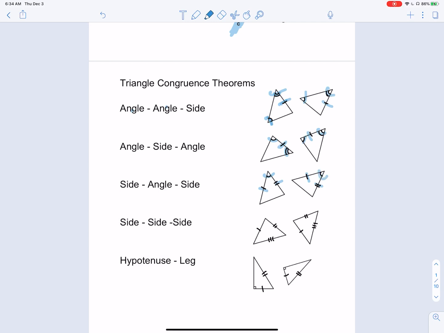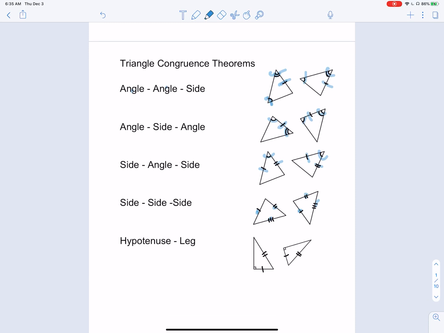So side, side, side, all your sides match. Those little lines mean they're the same. So this side is the same as this side, this side is the same as this side, and this side is the same as this side. Then hypotenuse, leg. You have the hypotenuse, which is the same, and then the leg, which is the same.